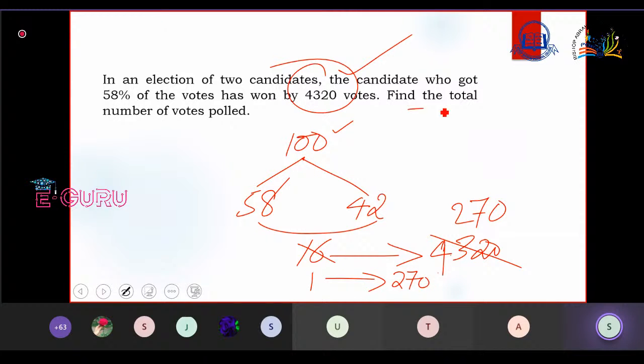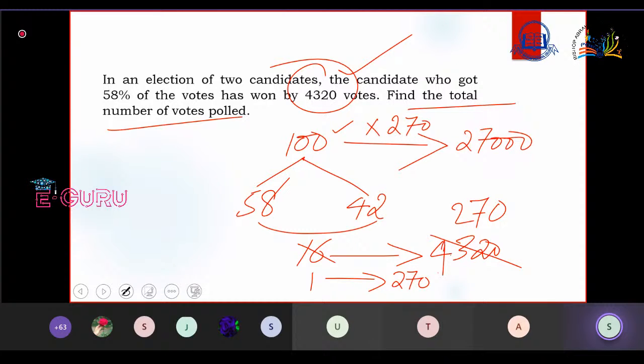We need to find out the total number of votes polled. So if our 1 unit is 270, our 100 units represent the total votes. So 1 unit is 270 means 100 units equals 100 into 270. It will become 27,000, right? So the total number of votes polled here is 27,000.